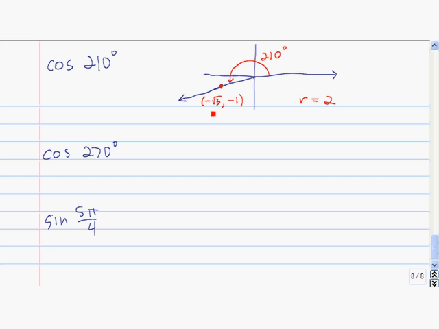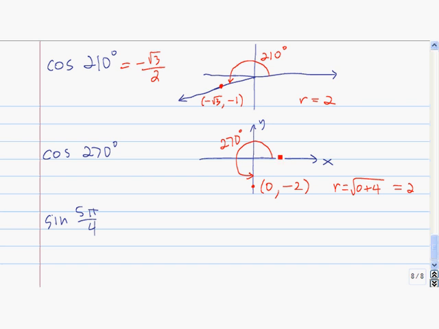Cosine of 210 degrees is the x-coordinate divided by the value of r. So cosine of 210 degrees is negative square root of 3 divided by 2. Okay, in the second case, 270 degrees is this angle here, and a point on the terminal side of that angle is (0, negative 2). So r is the square root of x squared plus y squared, so r is 2. Cosine of 270 degrees is the x-coordinate divided by r, and so that's 0.